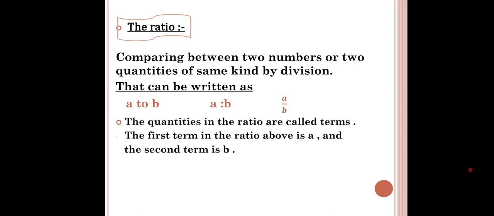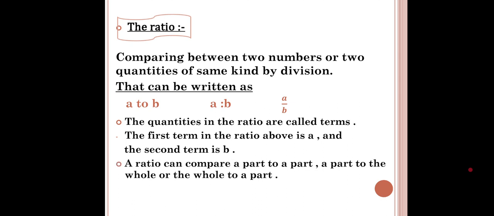The quantities in the ratio are called terms. A and B are called terms. The first term in the ratio above is A and the second term is B. A ratio can compare a part to a part, or a part to the whole, or the whole to a part.